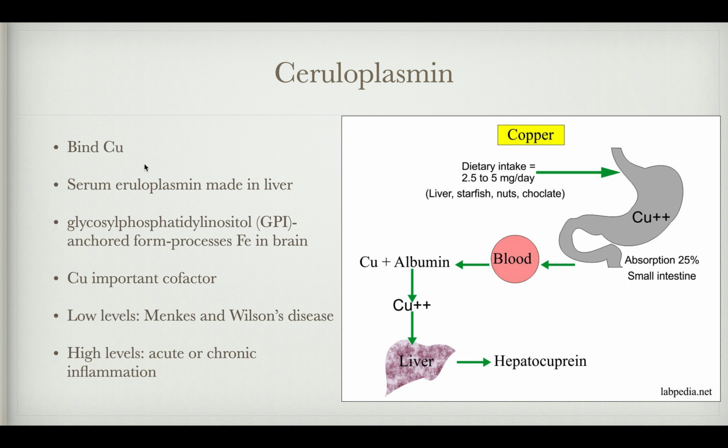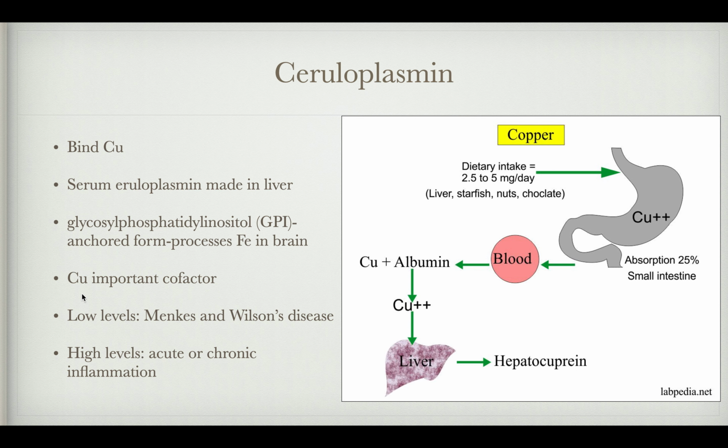ceruloplasmin binds to copper, and it's made in the liver. The serum ceruloplasmin is made in the liver. That plays a role in transporting copper all over the body systemically. And this is the other version of ceruloplasmin, and it is created by the glial cells in the brain, and it processes iron. So because of that, prions can infiltrate the brain.